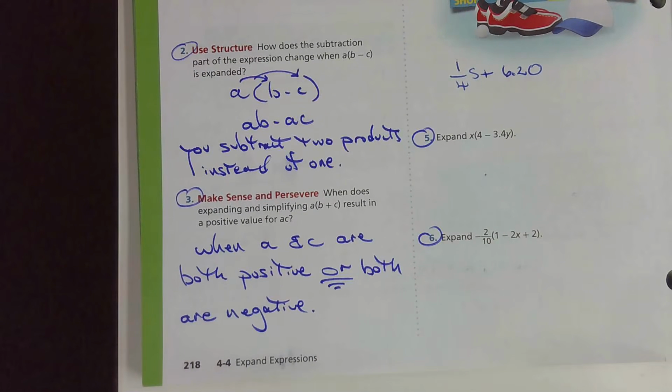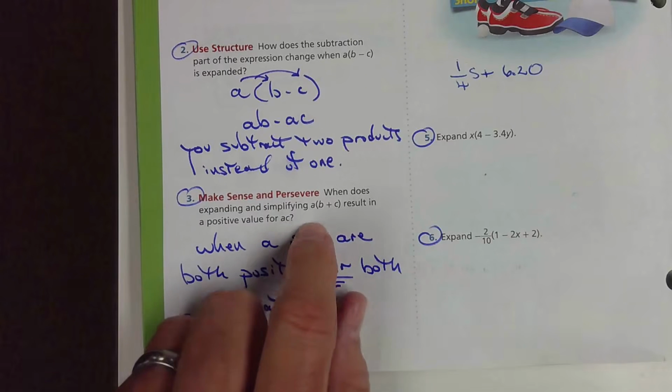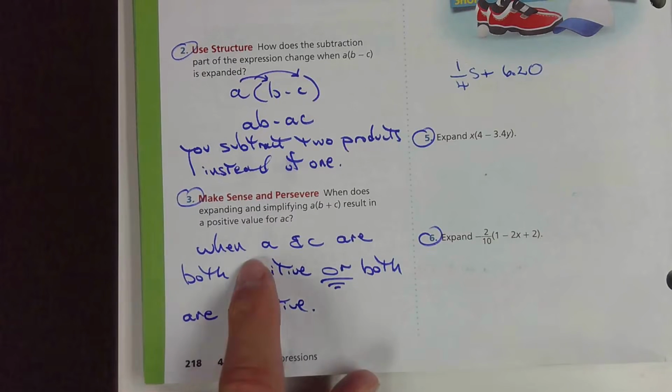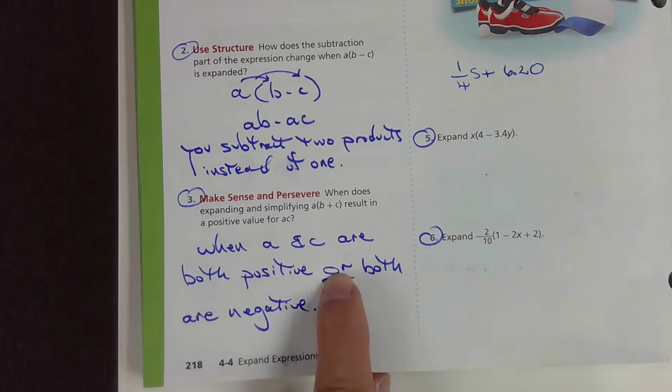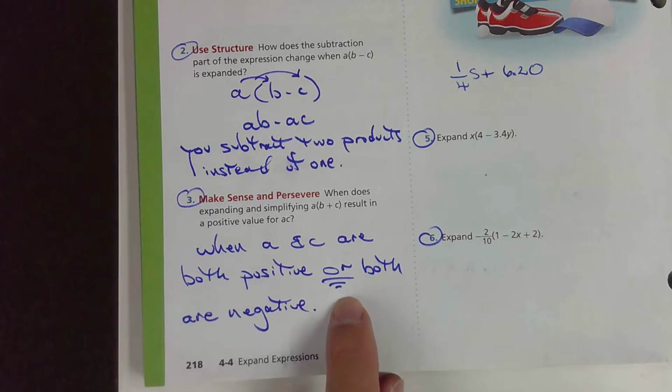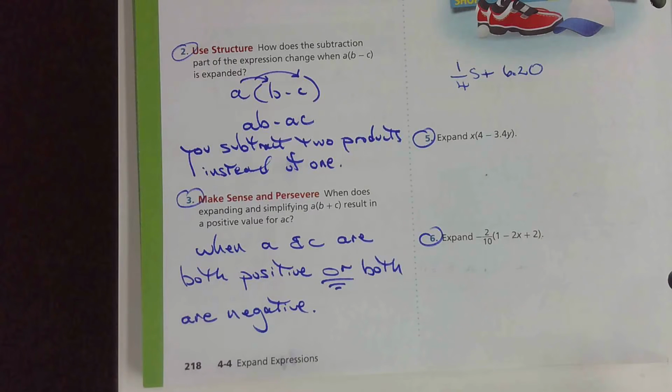Number 3. When does expanding and simplifying a, in parentheses b plus c, result in a positive value for ac, or a times c? When a and c are both positive, or both are negative. When you've got two numbers that are being multiplied together, both negative, then you'll get a positive. Okay.